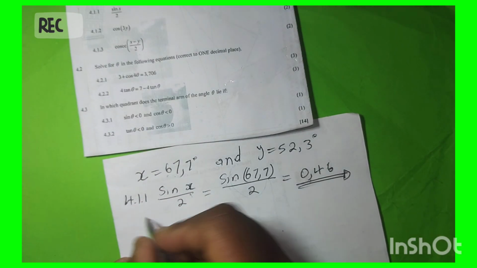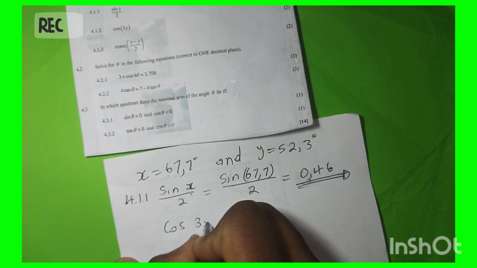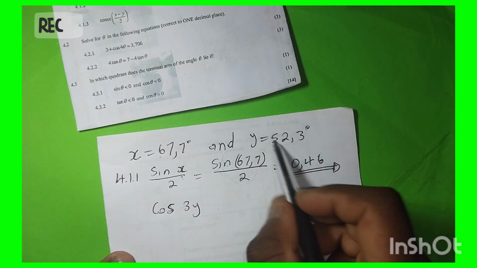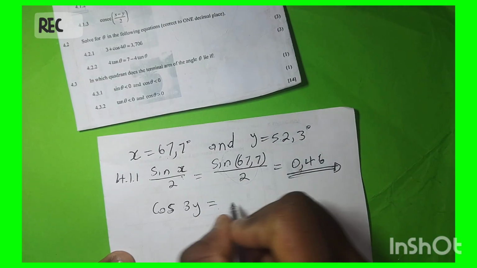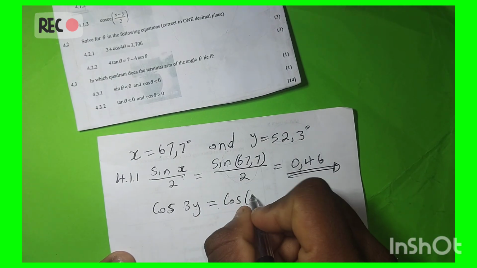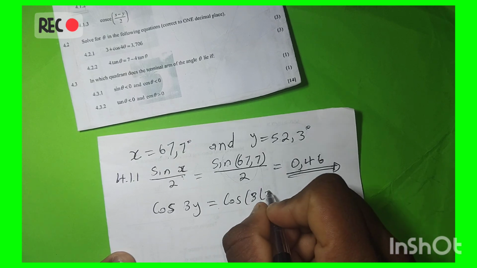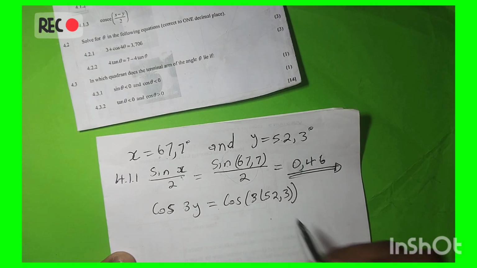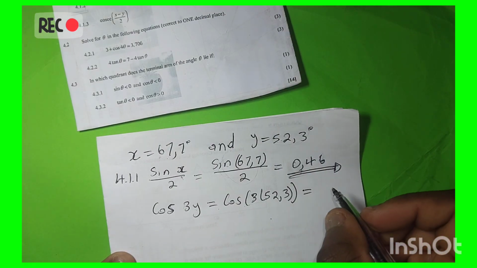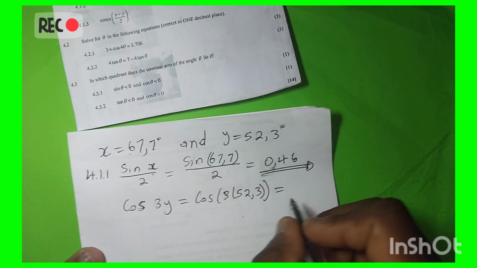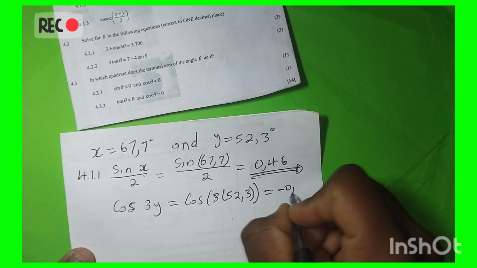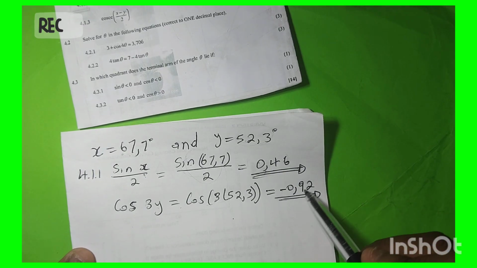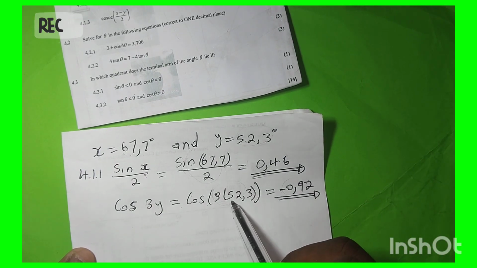Then for the next question, you can just substitute, meaning that where there is y, you'll substitute this number, which is 52.3. You say cos 3, and here it's 52.3. Then you press everything on your calculator. Then you round your answer to 2 decimal places, meaning that it will give you negative 0.92. Then you'll get a mark from your final answer and your substitution.